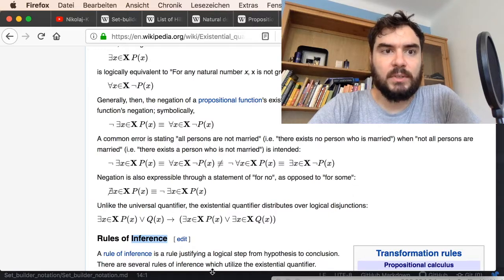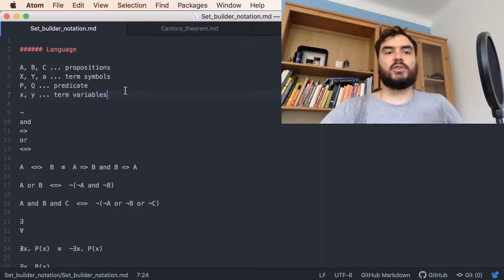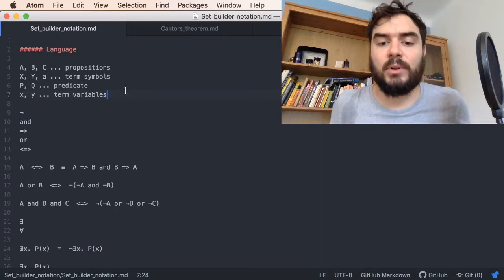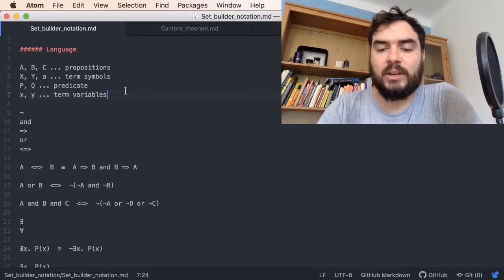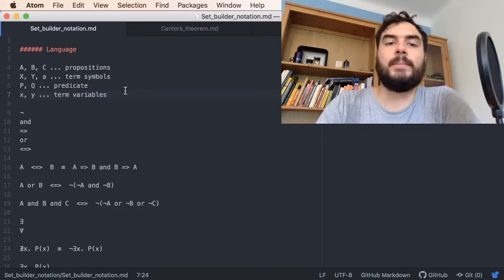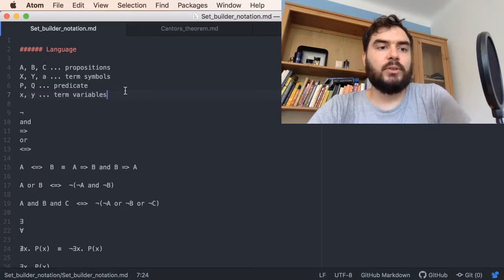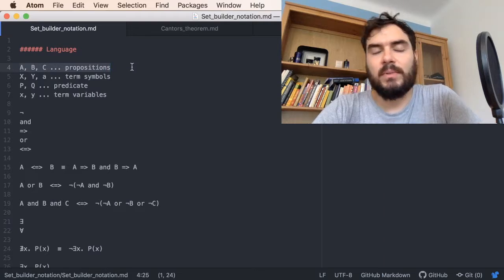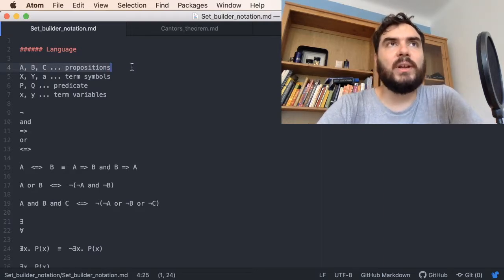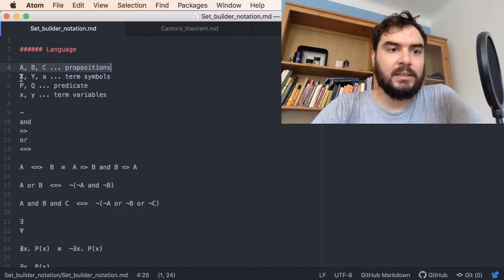Okay, so let's move on from the browser and get to this short text that I quickly want to go through, right? So the first half is going to be just some points on logic and notations that I also use regularly, and later on the set builder notation. So in this text, I will have some propositions that have some truth value. It's raining. I read a book today, and so on and so forth. This will be ABC. And then some term symbols.